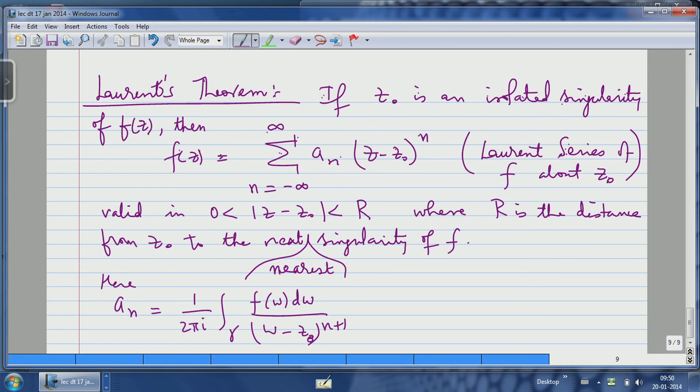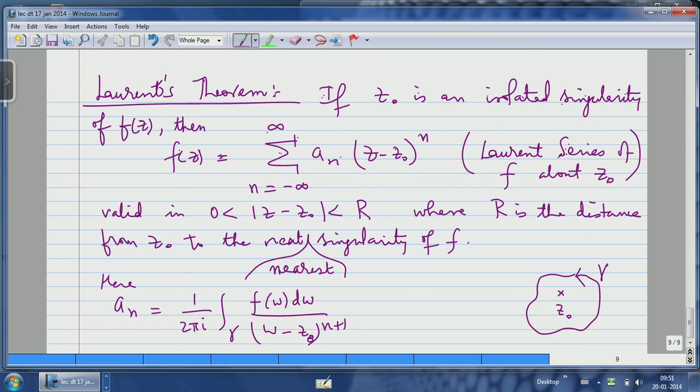And what is this gamma? So here is z naught, and gamma is some simple closed curve going once around z naught, and of course in the region enclosed by gamma, z naught is the only singularity, and there are no other singularities on gamma for the function. So this is the Laurent theorem.